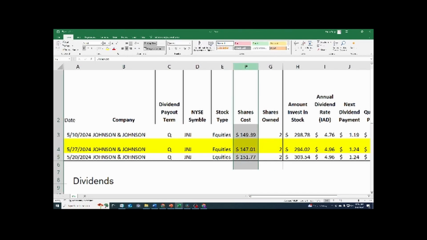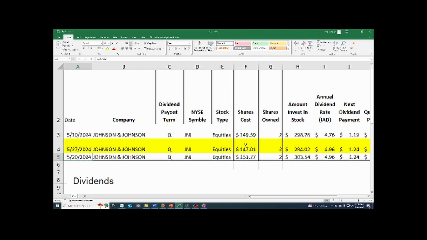We'll go back here in column F. Again, we purchased at $149.39. On June 20th, the amount went up from $149 to $151. And this is the thing about stocks, and this is why I stay with dividend stocks, because no matter what, you get paid. Dividend stocks, we purchased at 149. It went up to 151, and now it went to 147.01. Yes, you want to buy the stock as low as you can.